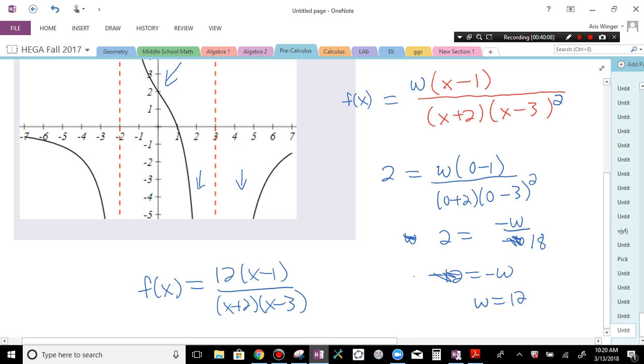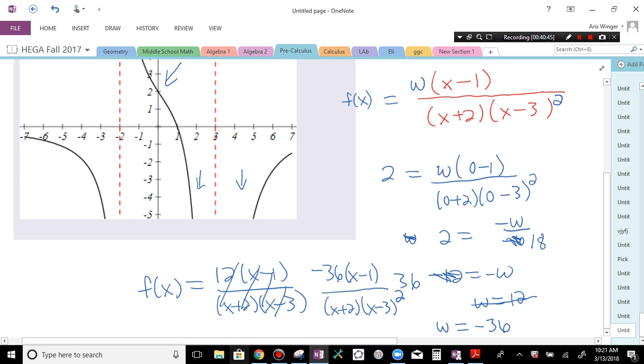That is 36. And W omega is negative 36. What is that? Let me just get this. No worries. Omega is negative 36. All right, so that is the funky revelation. Negative 36 times x minus 1 over x plus 2 times x minus 3 squared.